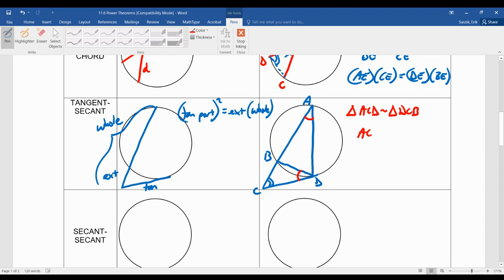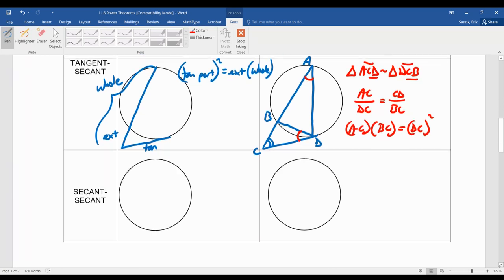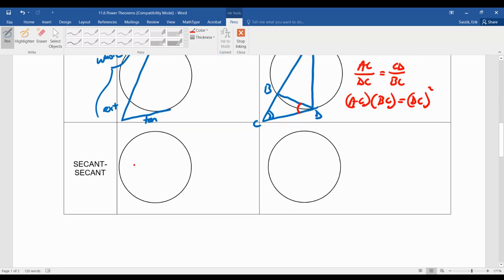Now this gives me AC is to DC as CD is to, I'll call it BC instead of CB. So when I cross multiply, I get AC times BC, and then look, I get CD twice. And there, we've proved it. Tangent part squared, DC squared, equals, here's the external, and there's the whole. So it's all similar triangles. Again, rewatch is necessary, of course.